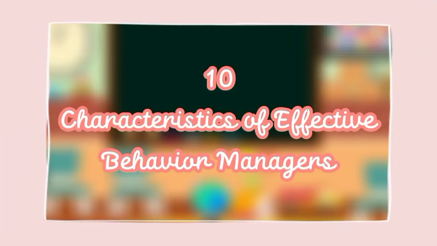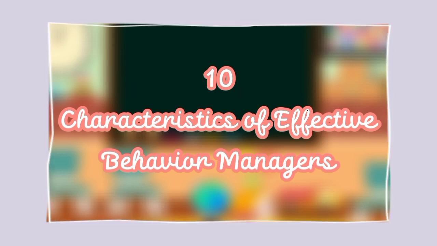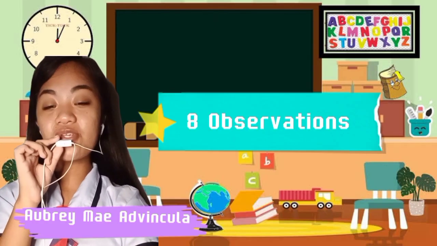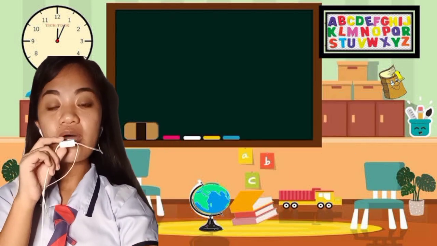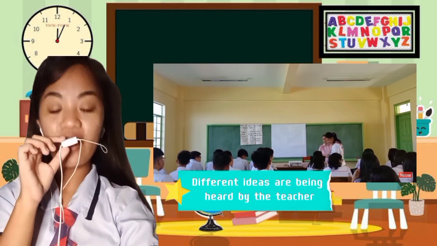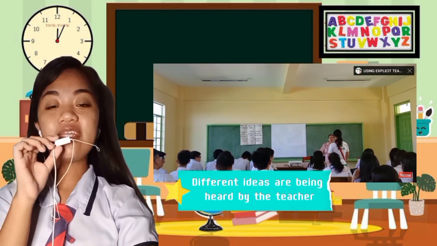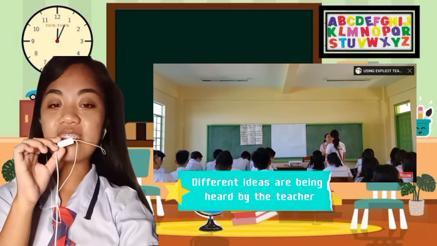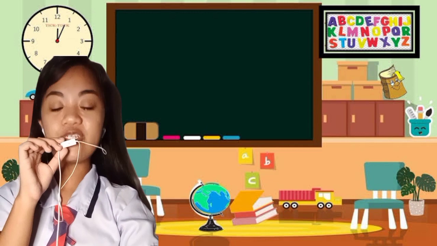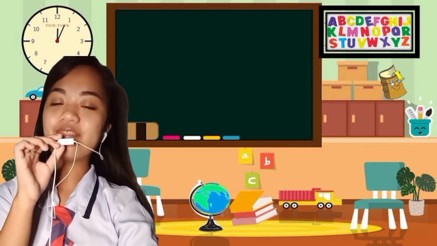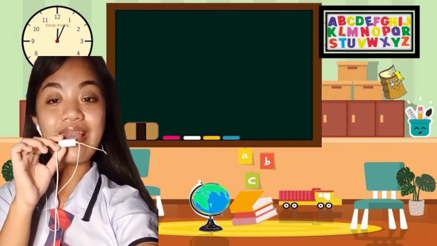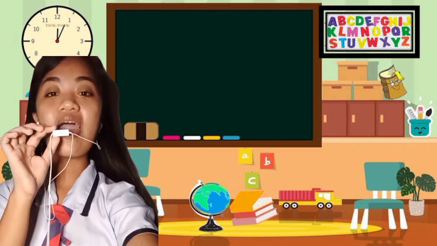For the characteristics of effective behavior managers, our group has 8 observations. First observation includes different ideas from the students are being heard by the teacher. The teacher also entices the students to recite by giving them good feedback. Another is the teacher is asking in a soft and mellow tone, which contributes to the friendliness aura of the teacher.